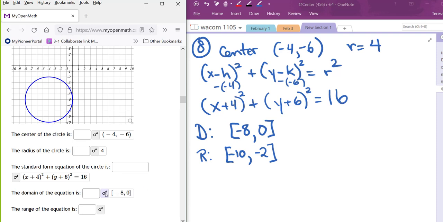So we'll just double check our answers. -8, 0 with brackets, and -10, -2 with brackets. Okay, and hopefully we'll also have one where you work with the center and just algebraically you do it by the points. All right, let's see what I picked next for you guys. I picked question 10.